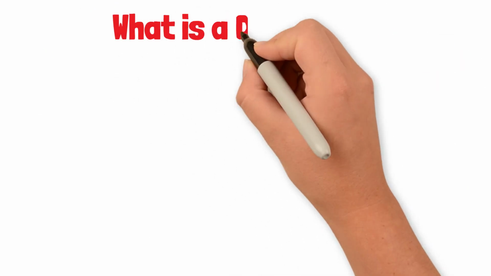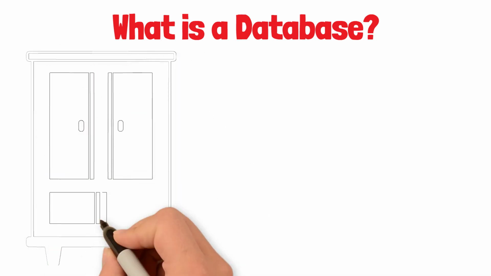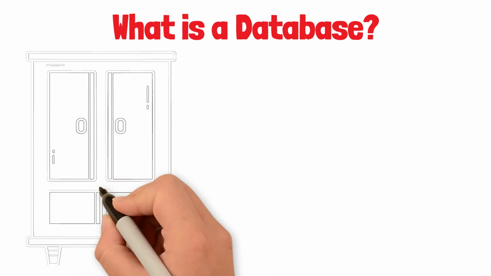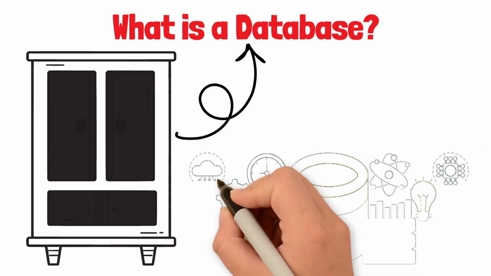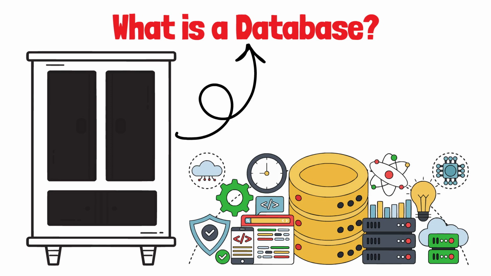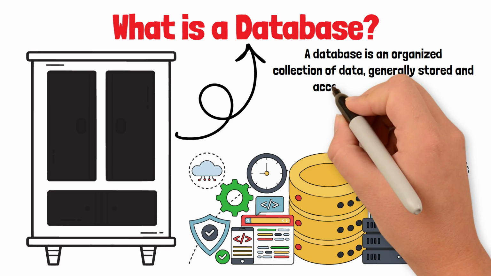What is a database? Imagine you own a giant digital cupboard with millions of drawers. Each drawer holds names, numbers, addresses, or photos. That entire cupboard is called a database. A database is a place where we store and organize data so it's easy to find later. Famous definition: a database is an organized collection of data, generally stored and accessed electronically.